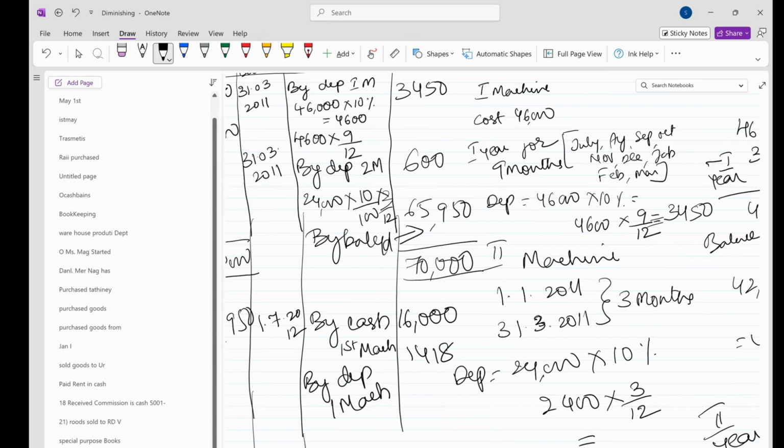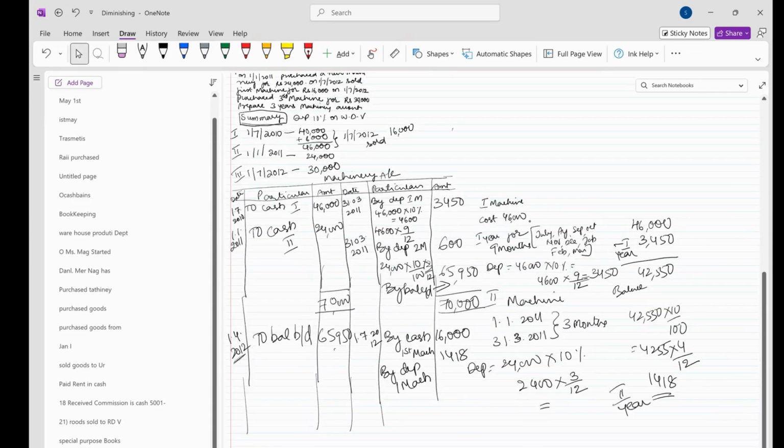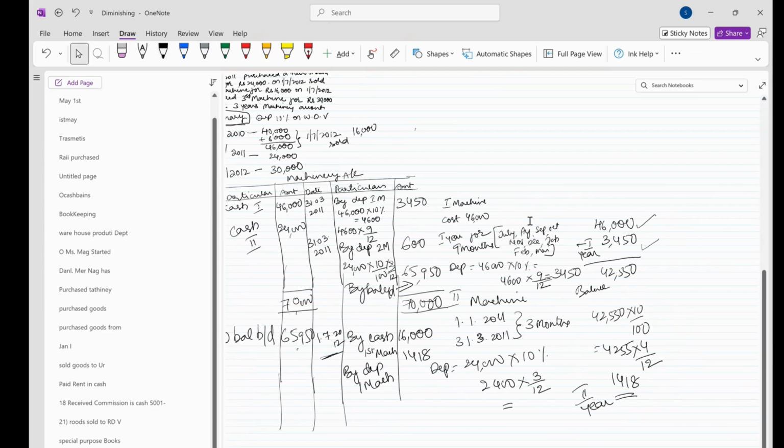Now understood, Zishan? Yes, ma'am. So 46,000, first year 3,450 we deducted, 42,550 is the balance. Second year 10% is 4,255. But we used it only for 4 months, that is from here to here, so depreciation is 1,418. We purchased for 46,000, 3,450 here, 1,418 here, and we sold it for 16,000. We'll see whether we got a profit or loss.